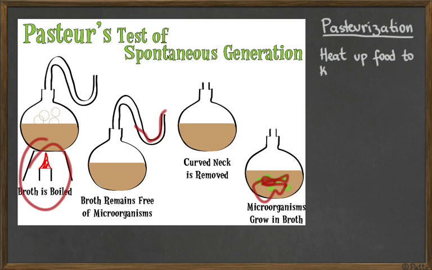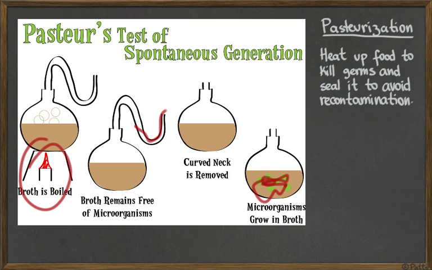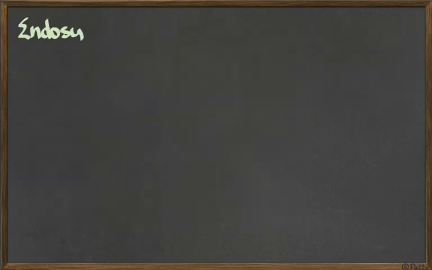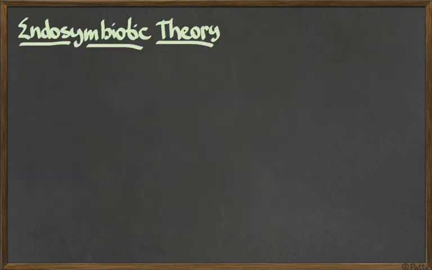So basically this is the process of pasteurization. We heat up food, we kill the germs, we seal it, so we avoid the recontamination with life coming from outside. And with this experiment, Pasteur showed that life doesn't show up spontaneously. Life comes from other life that was somewhere and then gets into the broth to grow. Okay. As we're talking about the origin of life, that's not spontaneous. No, there will be a big discussion about that in the future.